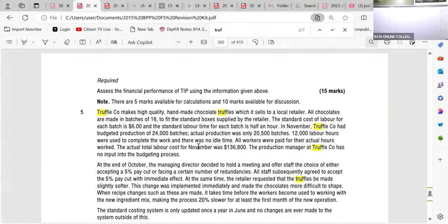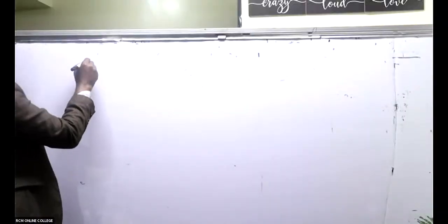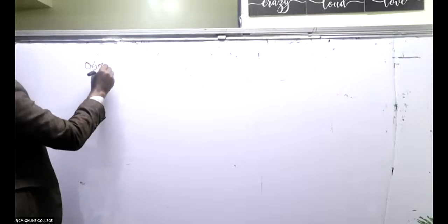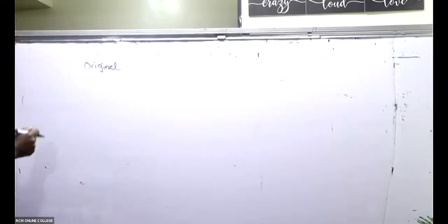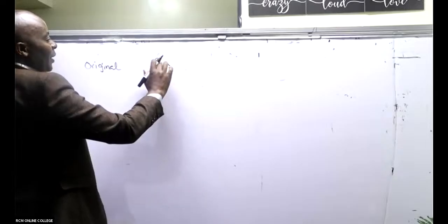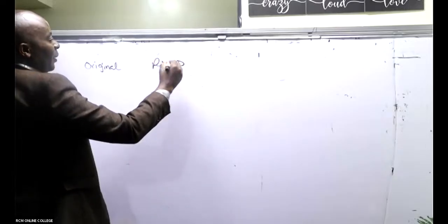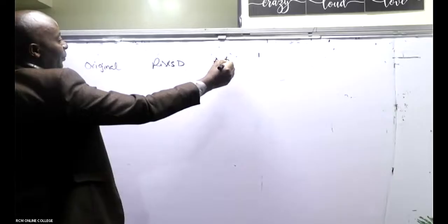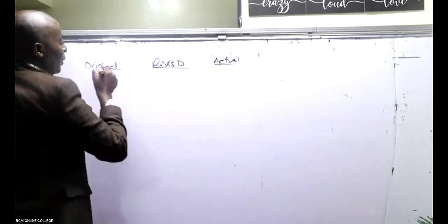All right. So then what are we given, ladies and gentlemen, here? What we are given here is labor. So we need this table where we capture the original, in this case here, budgets. Then we have the revised. Then we have the actual. Those three.